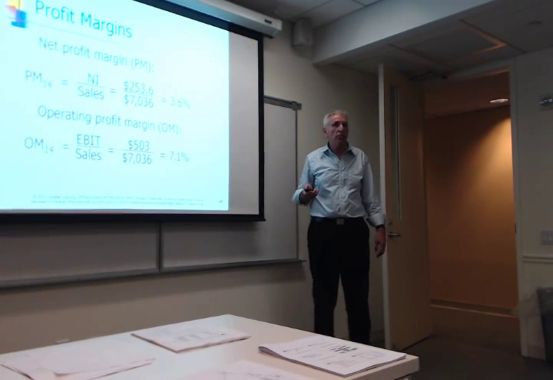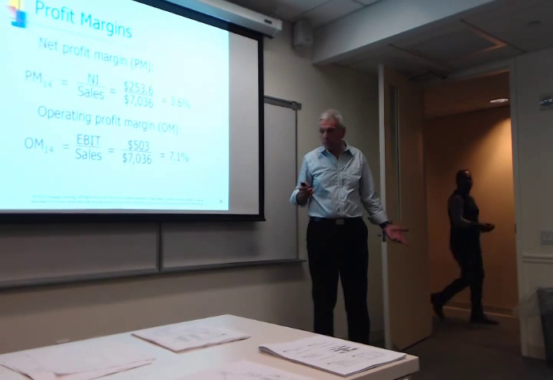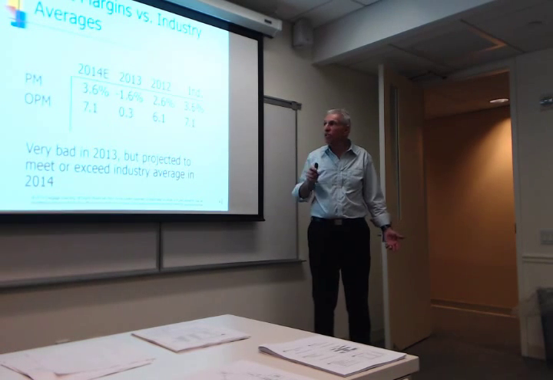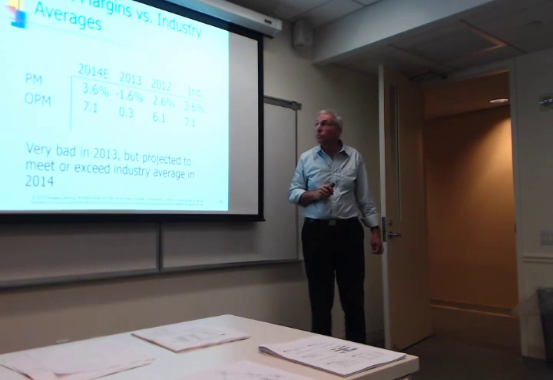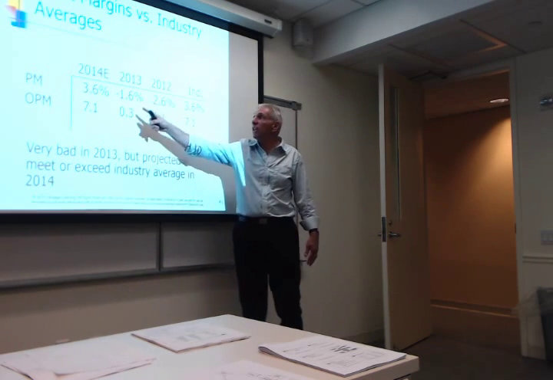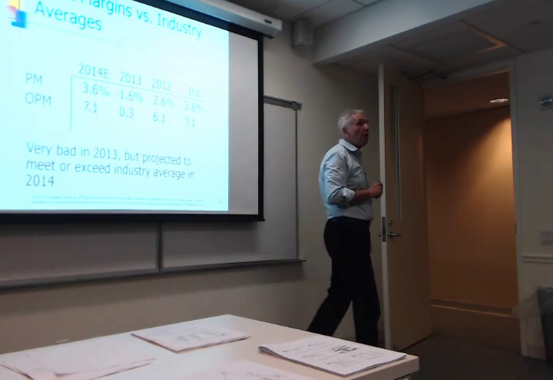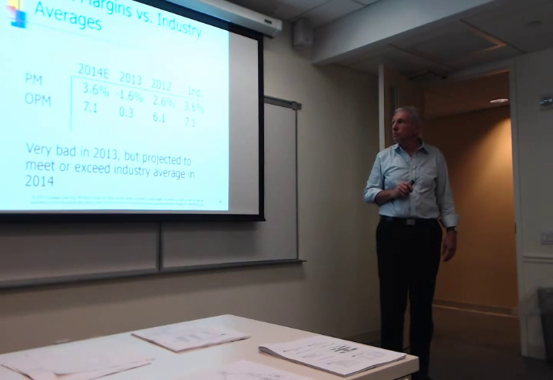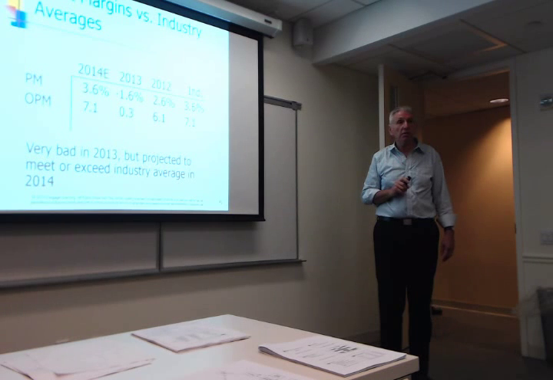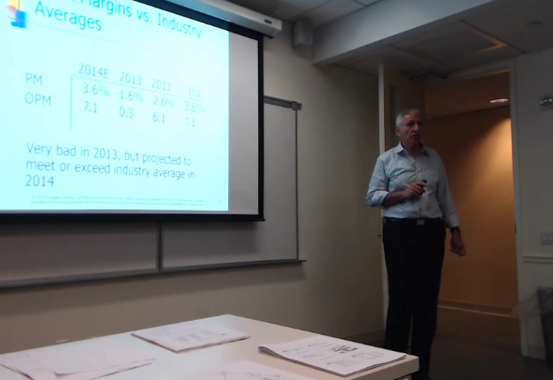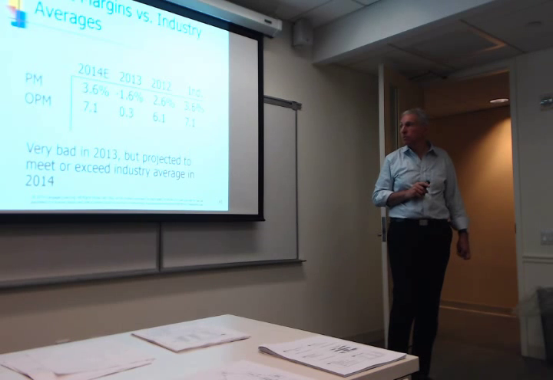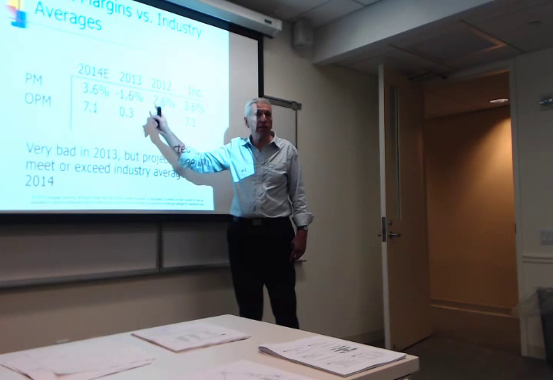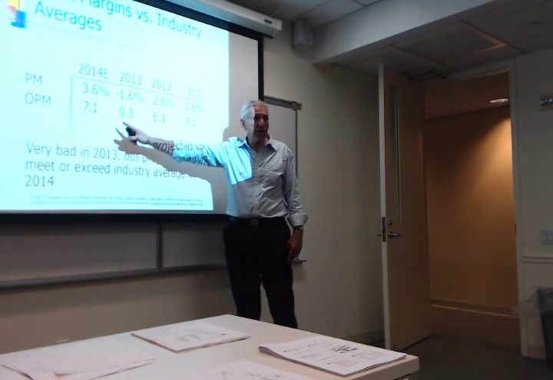Again, is it good or bad? We don't know. But we got to look at the industry average. And we've also made significant improvements year on year, both in terms of the profit margin on net income as well as the operating profit margin on EBIT. Now again, we weren't doing so well in the past. We really improved in 2014.